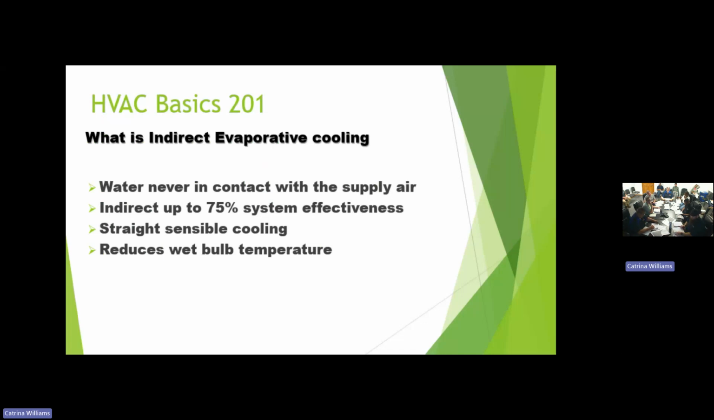Indirect, the water will never touch the airstream. They're not in contact with the supply air, thus the indirect. And you have efficiencies now, or effectiveness, of 75%. That's what Aztec uses for effectiveness of their cooler. And when it's been proven out, we can't complain about it. So 75% effective versus 0.87. It's straight sensible cooling, but it does reduce wet bulb temperature. We'll show you in the psych chart here in a minute how that works.